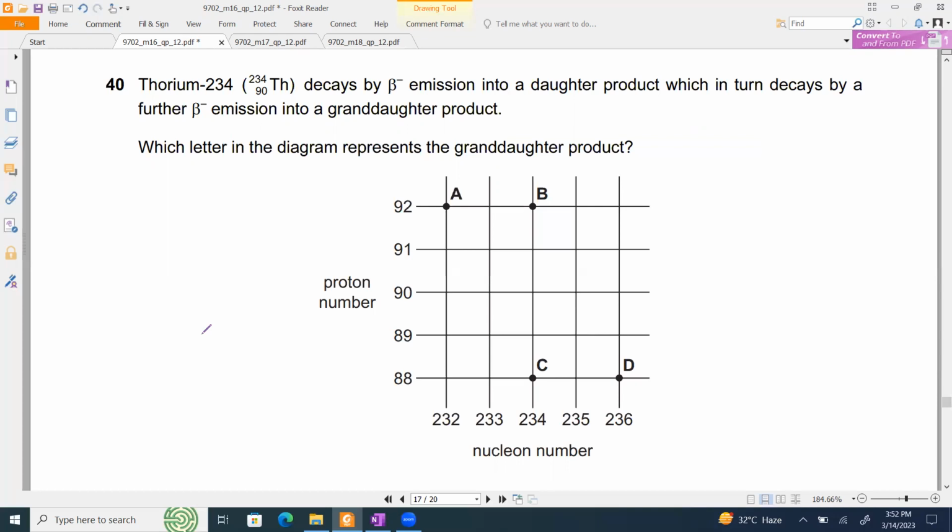Tell me one thing, when beta negative emission takes place, what changes occur in the proton number first of all? Finally, the proton number will be +2. And what about the nucleon number? It will stay the same. 234 remains 234, and the proton number will become 92. You said it's B. Okay.